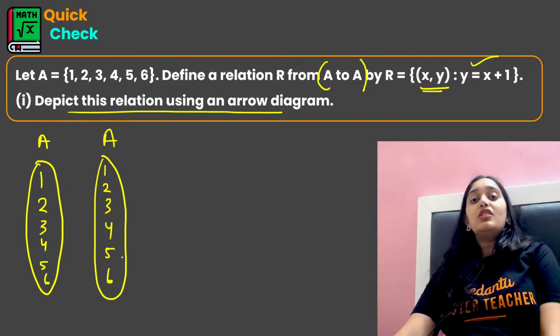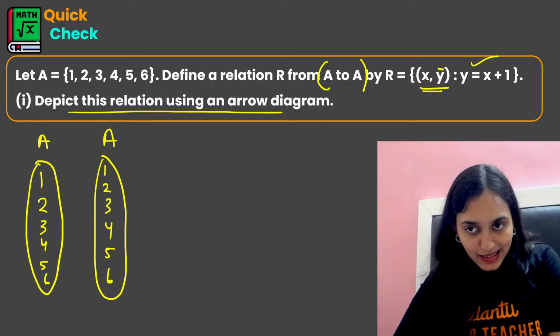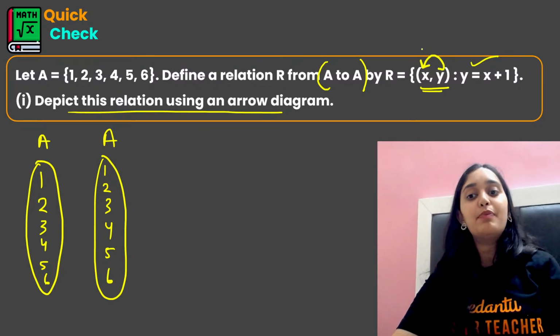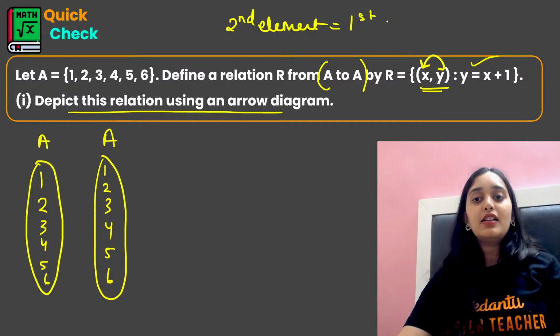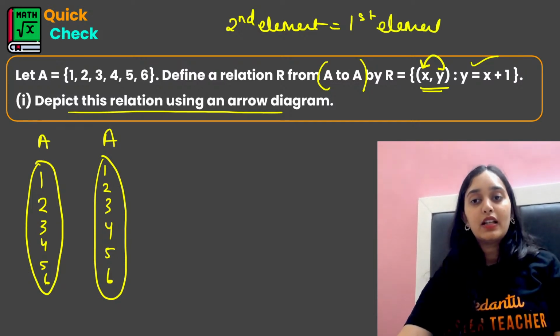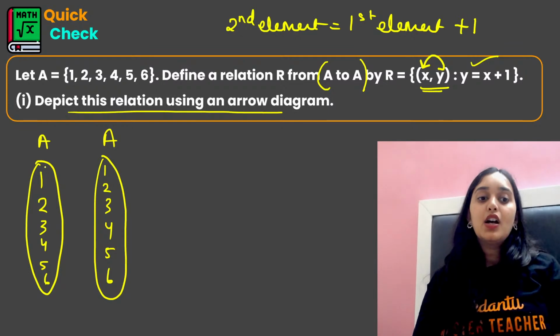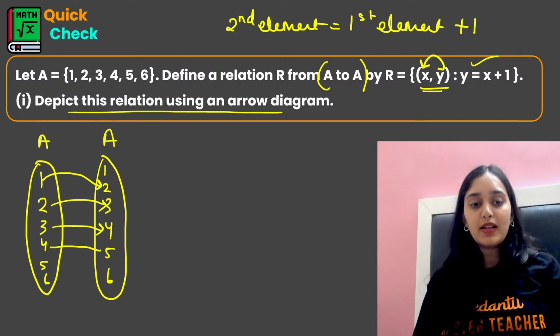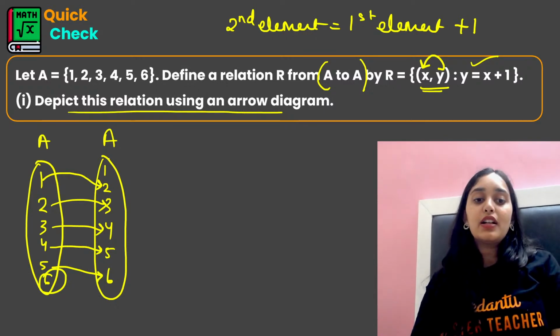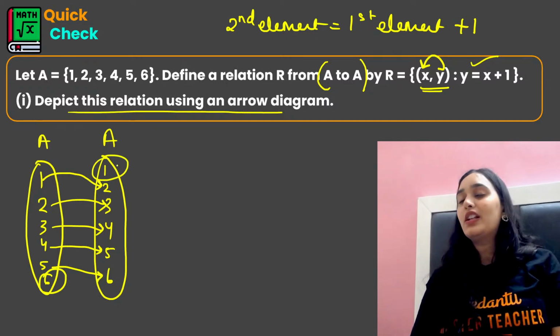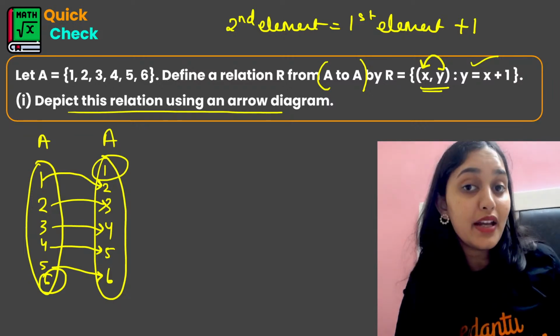Now the relationship is that the second element should be the first element plus 1. So 1 plus 1 is 2, 2 plus 1 is 3, 3 plus 1 is 4, 4 plus 1 is 5, 5 plus 1 is 6. Now this is left out, this is left out. It will not be a part of the ordered pairs.